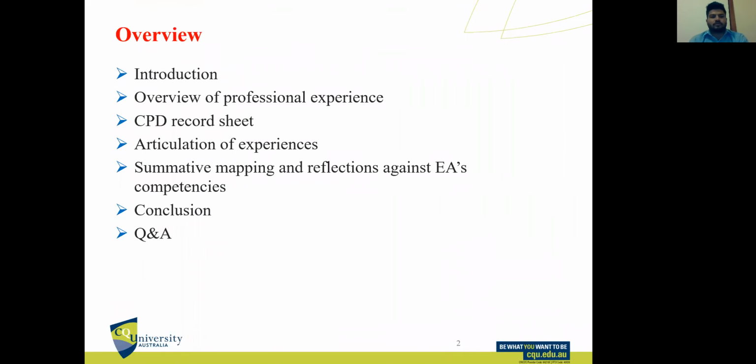This is the outline of my presentation. First I'm going to introduce myself, and then I'll give an overview of professional experience. Then I'll show the CPD record sheet, and then I'll show the articulation of experiences turn by turn, and finally a summative mapping and reflections against the ES competencies, and I'll complete my presentation with a conclusion.